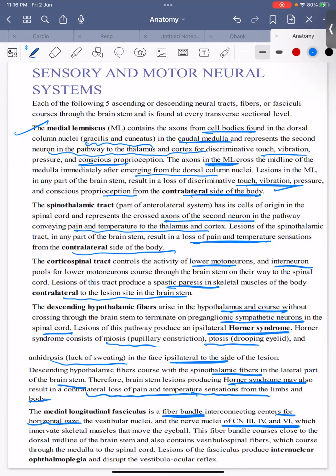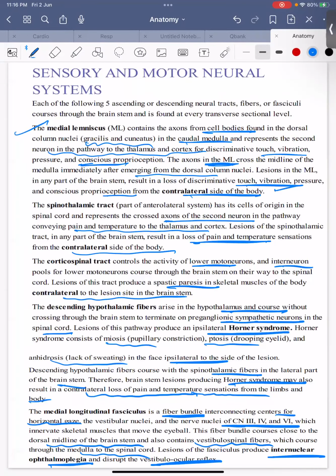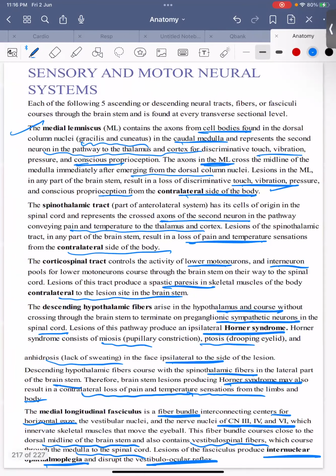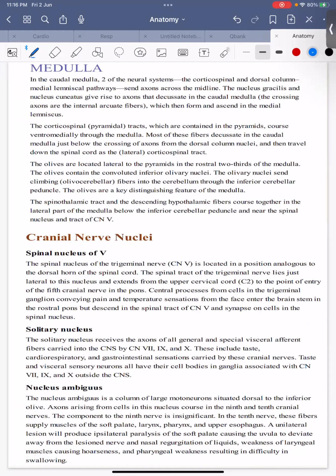These bundles travel close to the dorsal midline of the midbrain and also contain the vestibulospinal fibers, which course through the medulla and the spinal cord. Lesion of this fasciculus will cause internuclear ophthalmoplegia and disrupt the vestibulo-ocular reflex. In internuclear ophthalmoplegia, there is weakness of adduction of the ipsilateral eye, and abduction of the contralateral eye with nystagmus.